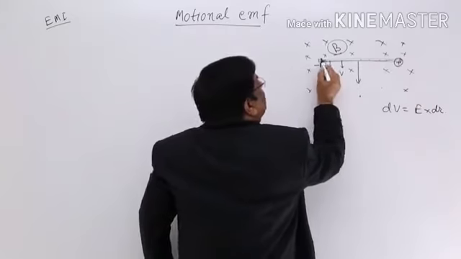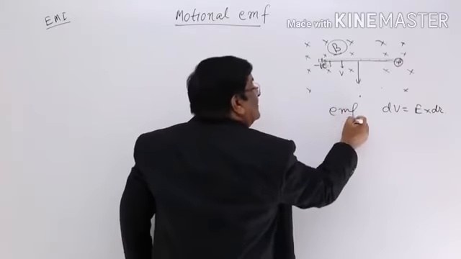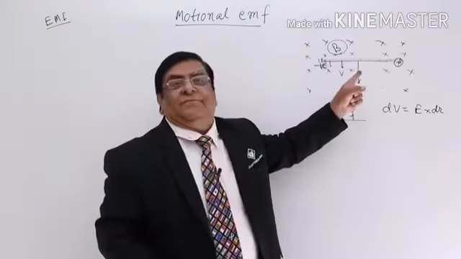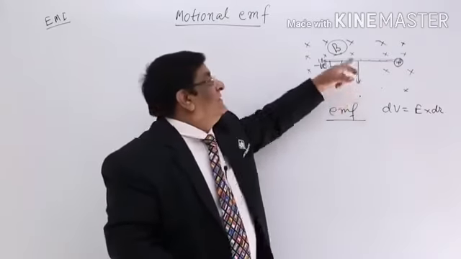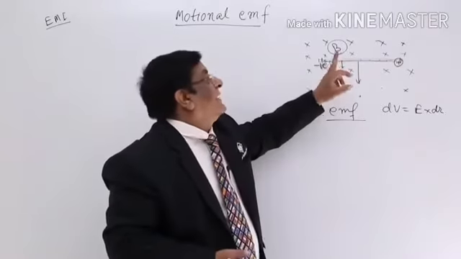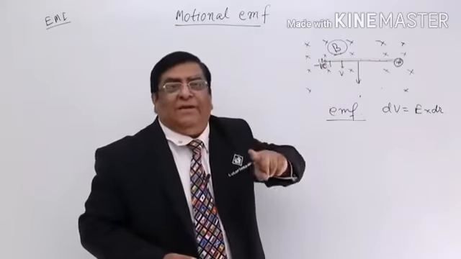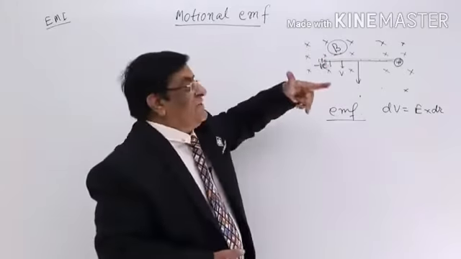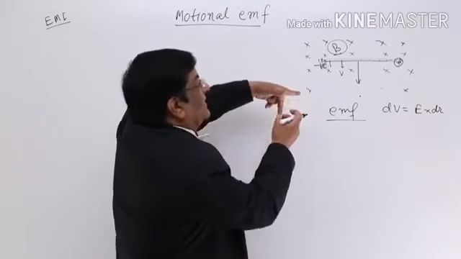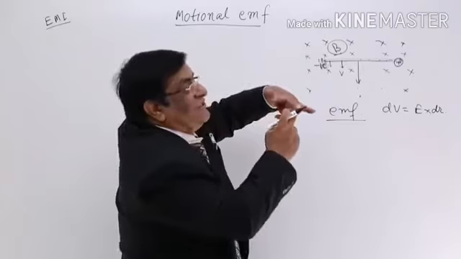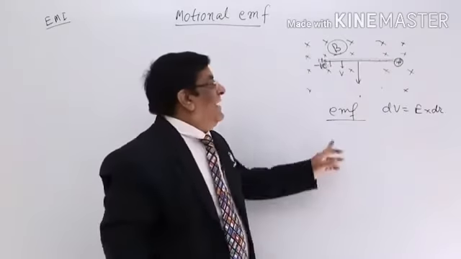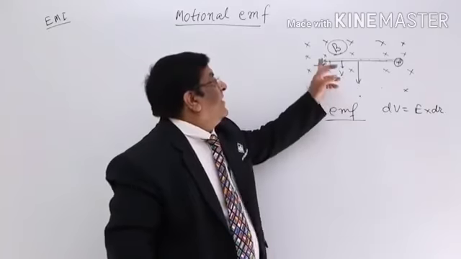So a potential difference is created here, EMF. This is what Faraday says, induced EMF, because the flux linked to this is changing. So whenever a conductor is moving in a magnetic field in such a way that the magnetic field, velocity and length of the conductor make a right angle to each other, then an EMF is induced in it. And this EMF is across these two.